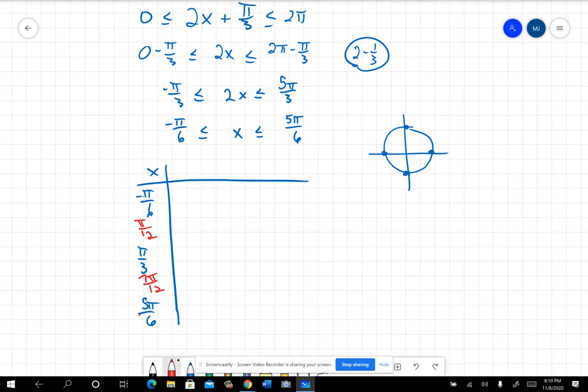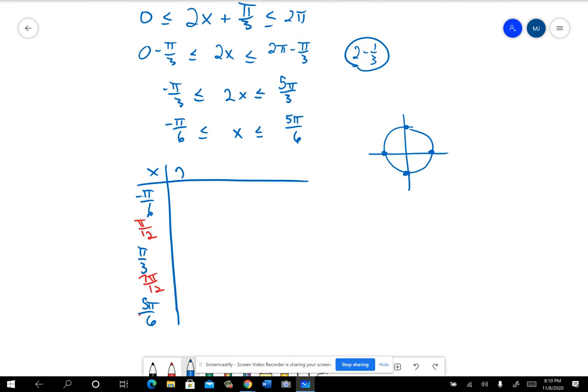Okay, so what happens then is if you were to plug those in and take twice negative pi over 6, that'll be negative pi over 3. And when you add pi over 3 to it, you'd get 0. If you do twice pi over 12, you'll get pi over 6 plus 2 pi over 6, which would be 3 pi over 6. This becomes pi over 2. See how that's pi over 2? The third one, if I plugged it in, I'd get 2 pi over 3 plus pi over 3, which gets me 3 pi over 3, which is pi.